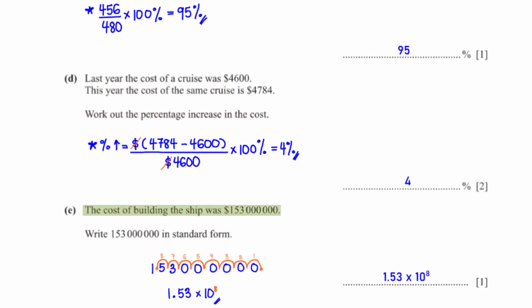The cost of building the ship was $153 million. Write 153 million in standard form. To write this number in standard form, we move the decimal point from the end of the number to a position after the first non-zero digit, which is 1. So we have 1.53. Since we moved the decimal point 8 units to the left, we multiply 1.53 by 10 raised to the power 8.